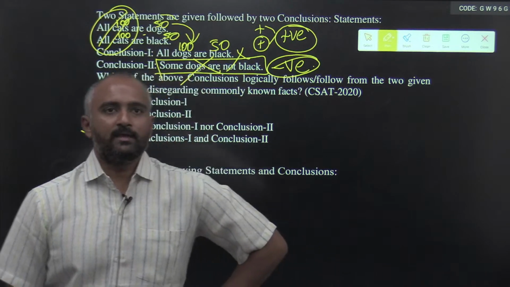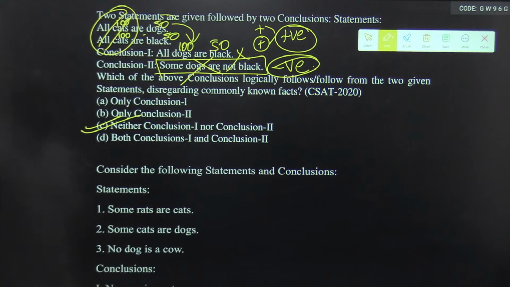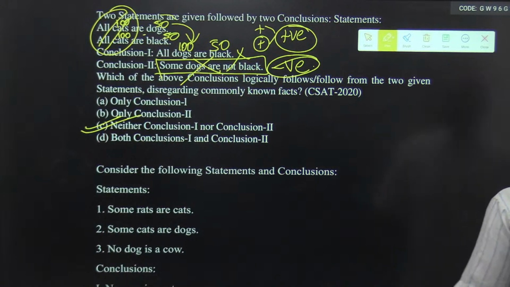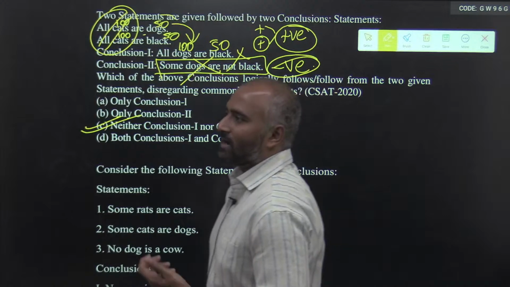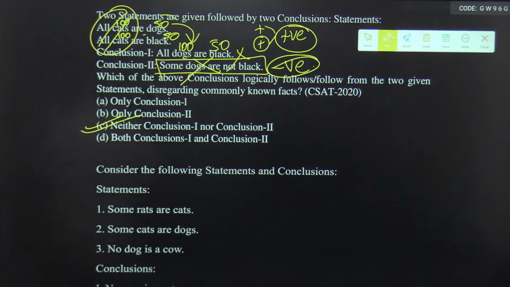Okay, so neither conclusion 1 nor conclusion 2. Okay, you see how easy it has become once you convert it into a formula. This is the secret behind doing all the reasoning right.